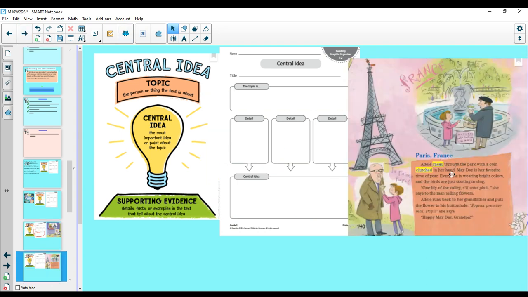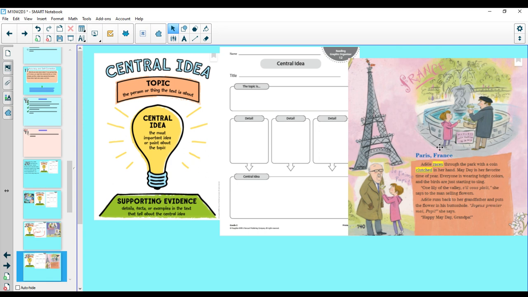For the second detail, you're going to find the page that talks about France. I chose France because I've been there before, so I have that personal connection. This is a very famous landmark called the Eiffel Tower. And I also really love the singer Adele, who has the same name as the girl in this part of the story.